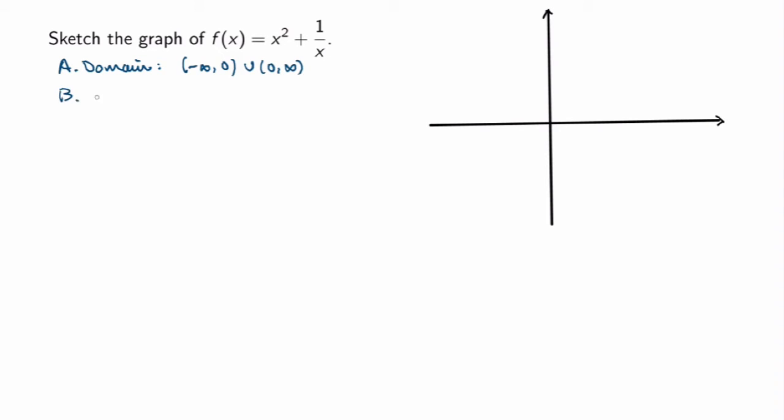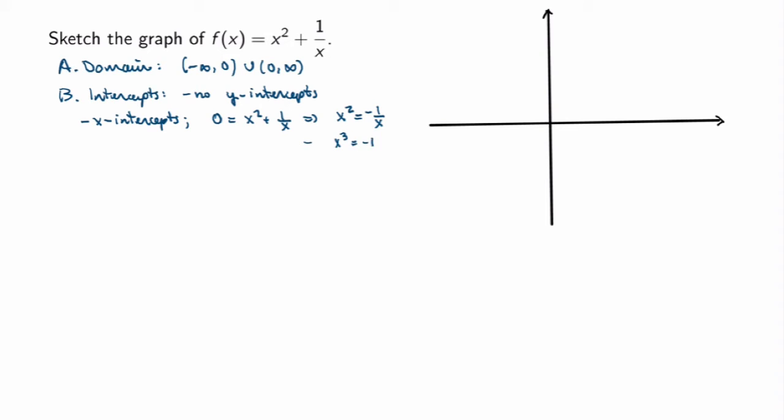Okay, and then I can find the intercepts of the function. First, there's no y-intercept because the function is not defined at x equals 0. And for the x-intercepts, I want to find the x values such that f of x is 0. So I want to solve 0 equals (x squared plus 1) over x, which is the same as solving x squared equals minus 1 over x, or x cubed equals minus 1, which has a unique solution given by x equals minus 1. So we know that the function will go through the point (minus 1, 0), and that's the only place where it will cross the x-axis.